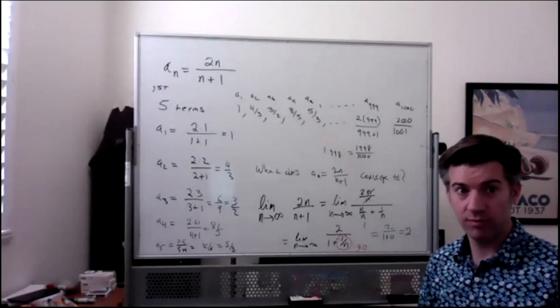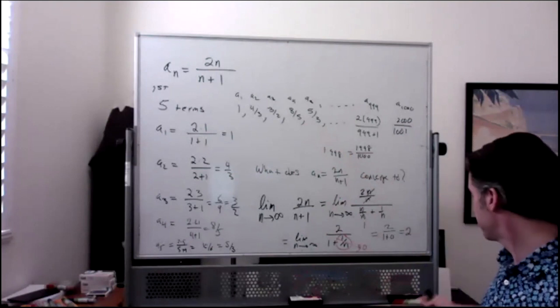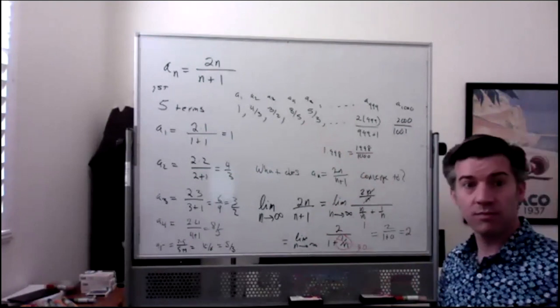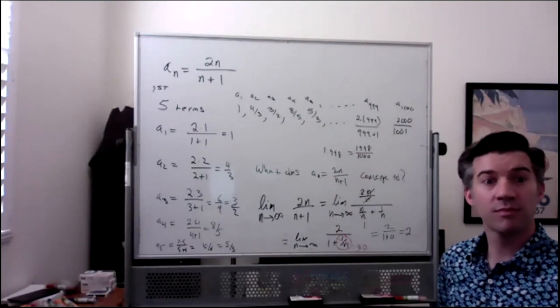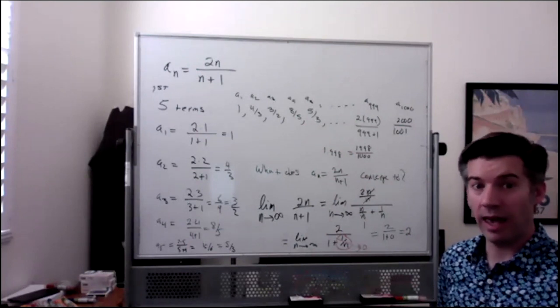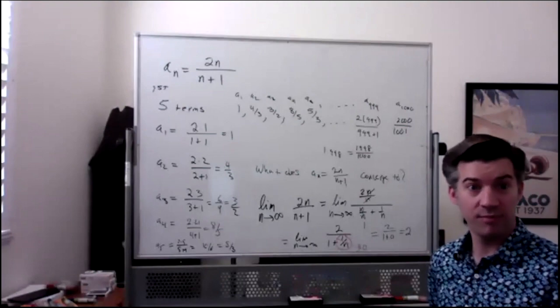I have a question. Sure. So with the 1 over n, did you know that that was 0 just because 1 over a given number is going to get smaller and closer to 0 as n gets larger? Yeah.